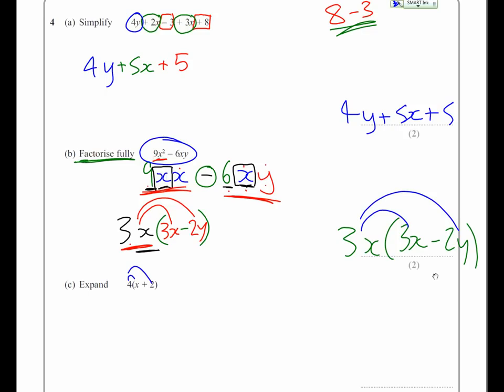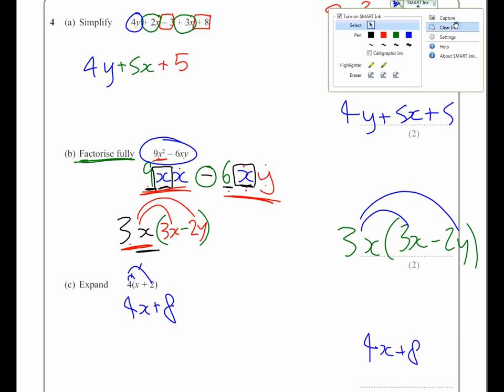You can check that at the end if you've got time in your exam. 4 times x is 4x. 4 times 2 is 8. And it's a plus in the middle. 4x and 8. So a bit of algebra done.